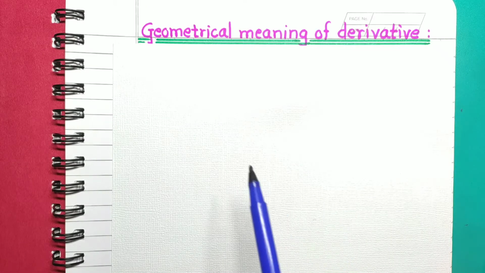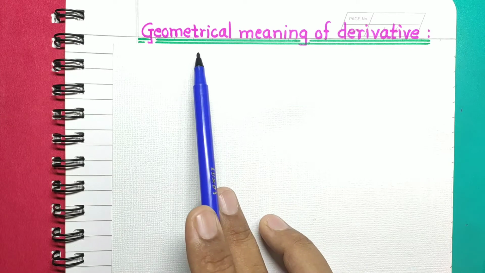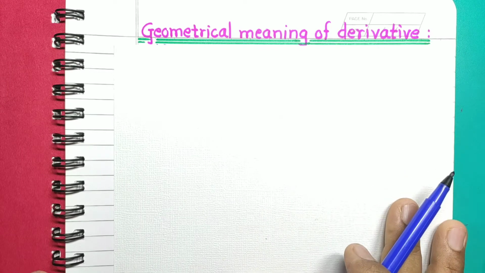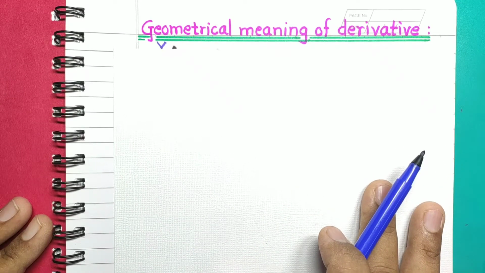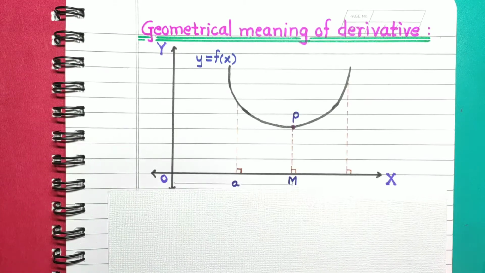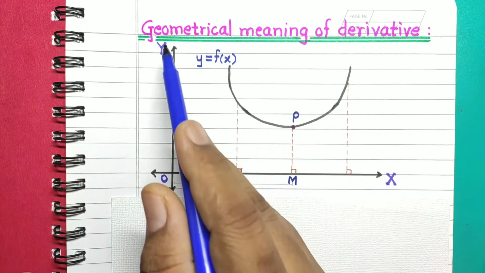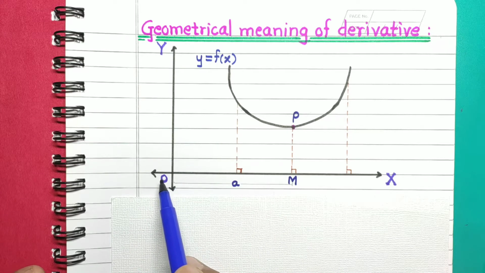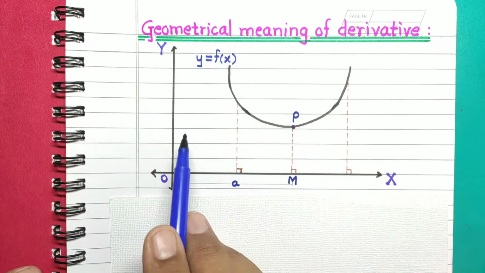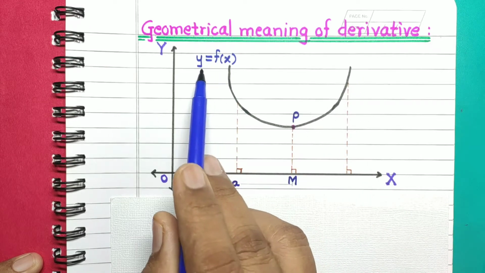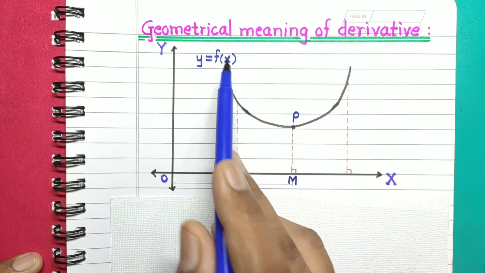Hi students, in this session we are going to discuss the geometrical meaning of derivative. So let's get started, and for this consider the curve y is equal to f of x in the coordinate plane. See x-axis, y-axis and their intersection as origin. This is the coordinate plane and this is the graph of function f of x.